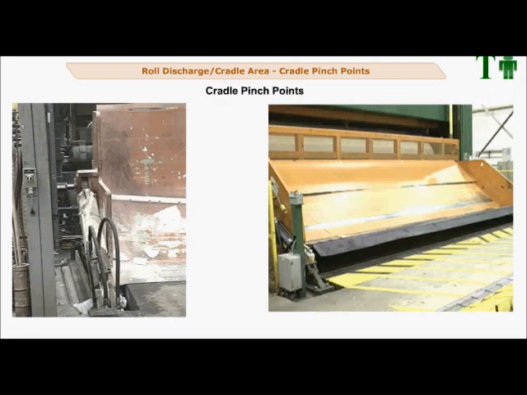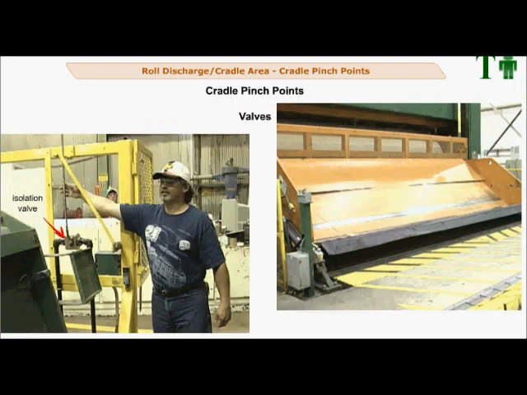Cradle pinch points. The cradle pinch point hazards can be minimized by applying some or all of these following items. Manual hydraulic isolation valves should be installed on both front and rear sides of the cradle. This creates a mechanical form of protection from cradle movements while employees are between the cradle and the drums. This is a deadly pinch point.